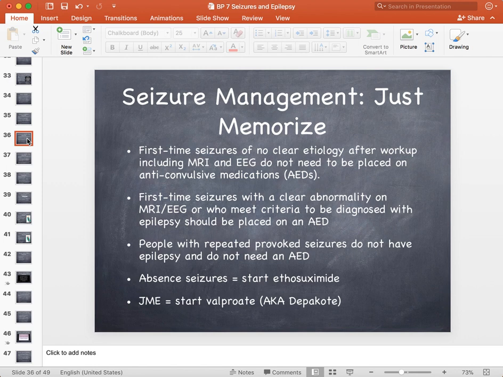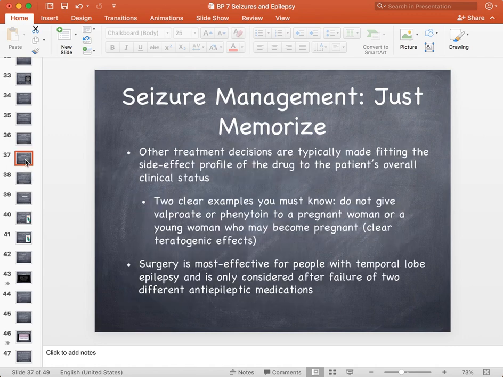Boom. All right. People, again, I think maybe this is the third or fourth time we say this, but it bears repeating. People who have repeated provoked seizures do not have epilepsy, and we do not place those patients on an anti-epileptic. Okay. And again, absence equals start ethosuximide, JME equals start valproate. All right. A couple other things.